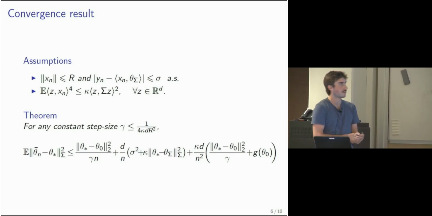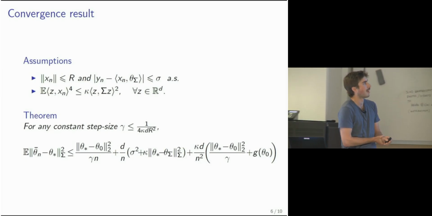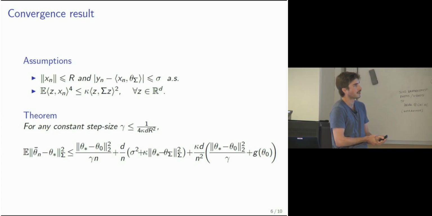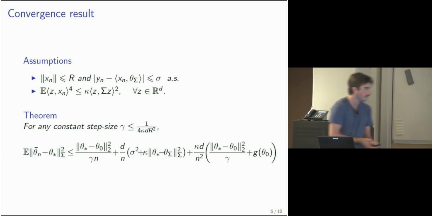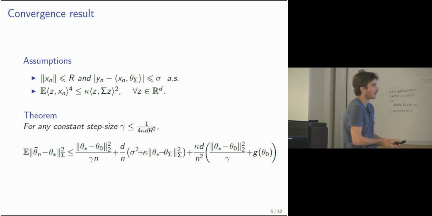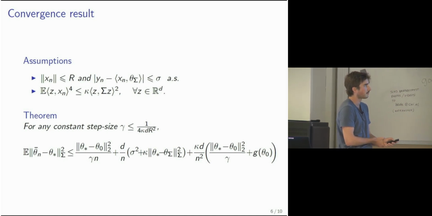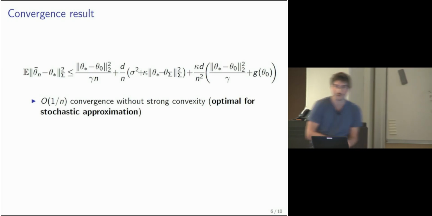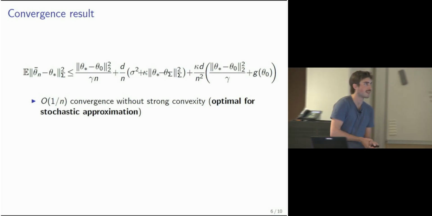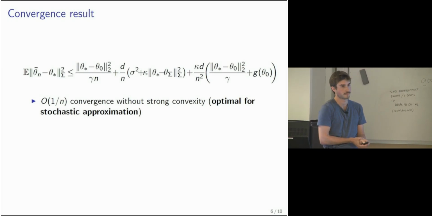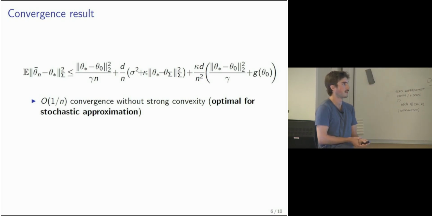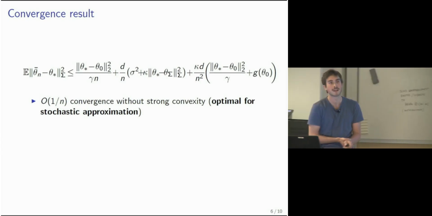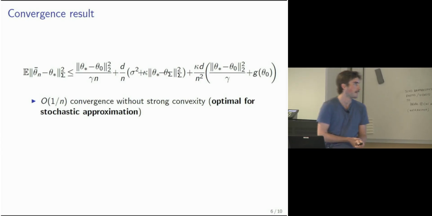For our main convergence result, we assume that the data are bounded by R and that the variance of the model is still bounded by sigma. We also assume some technical assumption on the fourth moment of the data. And we are able to derive a non-asymptotic bound on the Mahalanobis distance, which we analyze. So we obtain a 1 over n convergence without any strong convexity assumption on sigma. It's a 1 over n which does not depend on the smallest eigenvalue of the covariance matrix, which is optimal for stochastic approximation, even with strongly convex assumption.